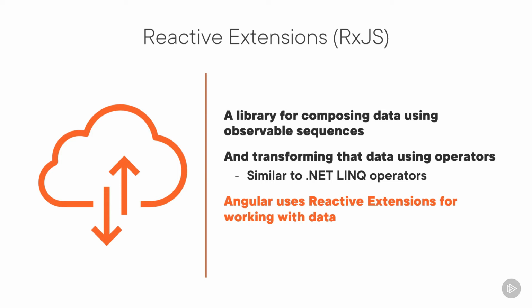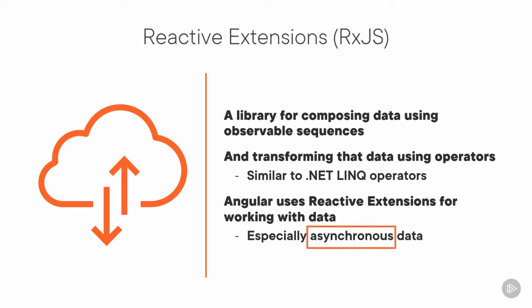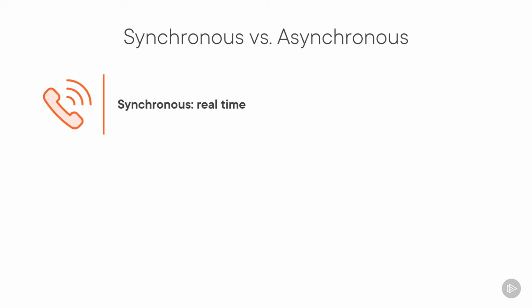Angular uses reactive extensions for working with data, especially asynchronous data, such as HTTP requests, which is why we're covering it here. So what does all of this mean? Let's start with asynchronous, then cover observable sequences and operators. Synchronous communication is like a phone call. It's real time. You talk, I immediately process the information and respond. With synchronous data, the application requests a value and waits for it to arrive, like calling our getProducts method to get the list of products.